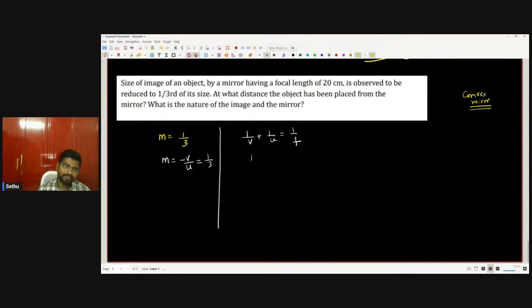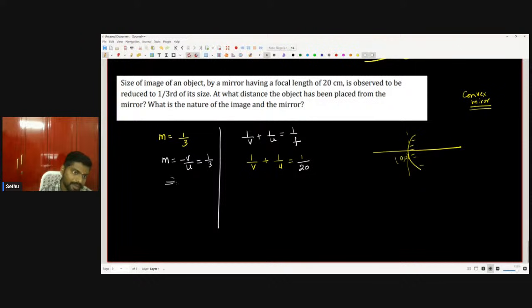So what do we end up getting? 1 by v plus 1 by u, right? U is what you need to actually figure out. It's basically 1 by f. So focal length is positive. Why positive? Because for a concave mirror, this is how you would draw. This is the origin, 0, 0. This is the focal length. Somewhere focal length will be here, that's positive. So this is 1 by plus 20. Now you need to figure out at what distance the object has been placed from the mirror. So you need to figure out u.